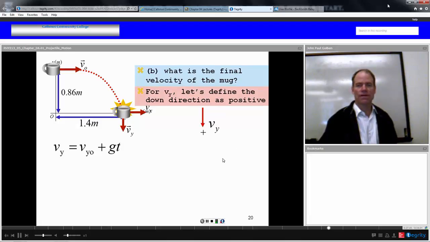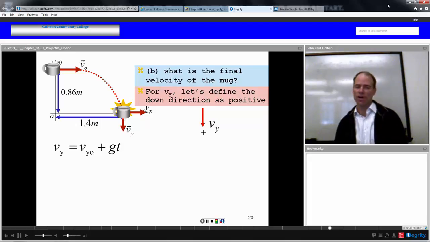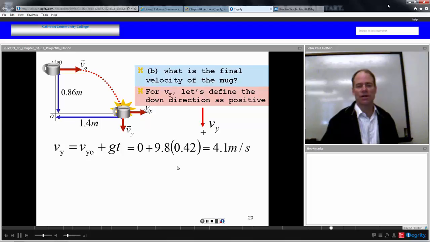We'll define down as positive, so our final y velocity will equal our initial y velocity plus acceleration times time. In this case, acceleration is a positive g, 9.8. Our initial y velocity is 0, so we have 0 plus 9.8 times 0.42 seconds. We're going to hit the ground with a y velocity of 4.1 meters per second.